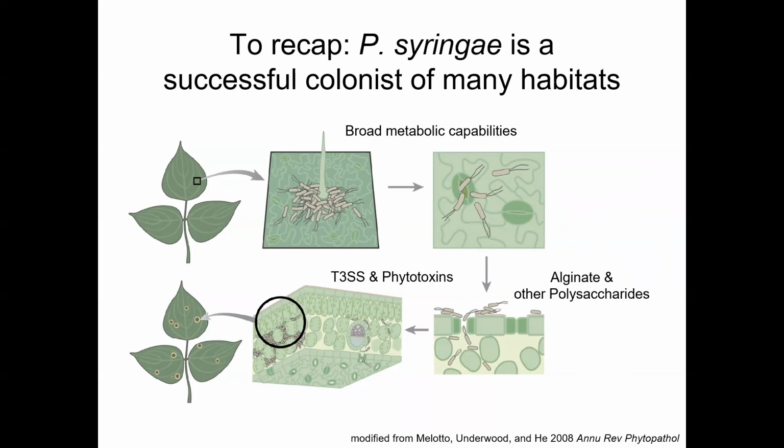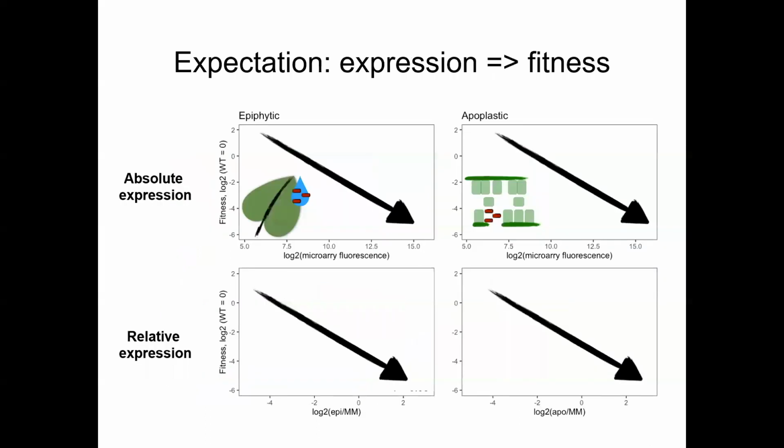I was interested in comparing these fitness data to previously published transcriptome data sets. Using available previously published microarray data from our lab, I could compare these expression and fitness data sets directly. The expectation was that as expression increases, either absolute or relative to a minimal medium, we would expect these genes to contribute more to fitness, as seen by the decreasing fitness values on the y-axis.